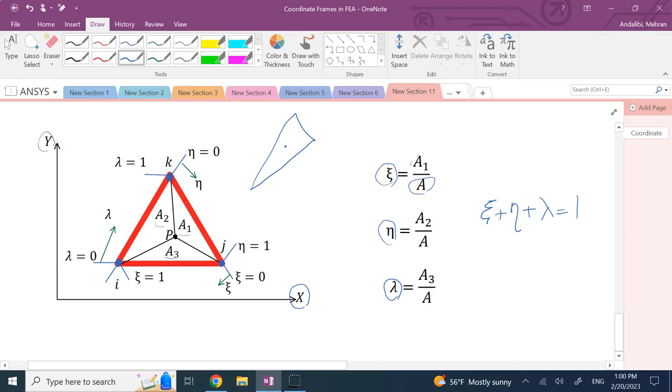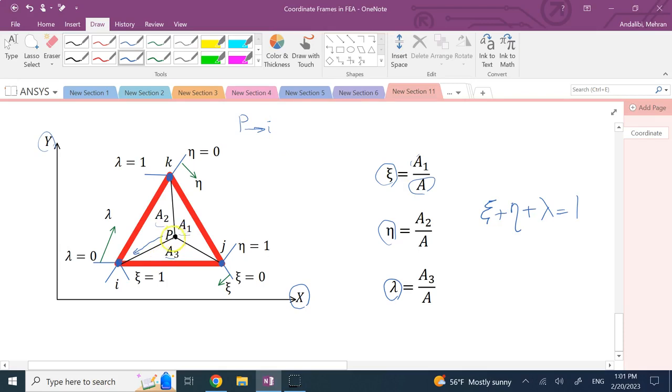Okay, and let me just explain what that means. Based on what you can see over here, if I go ahead and grab this point P and put it on node I, sorry, not A, I, what's going to happen to these three triangles? If P converges to point I, what's going to happen to A1, A2, and A3?